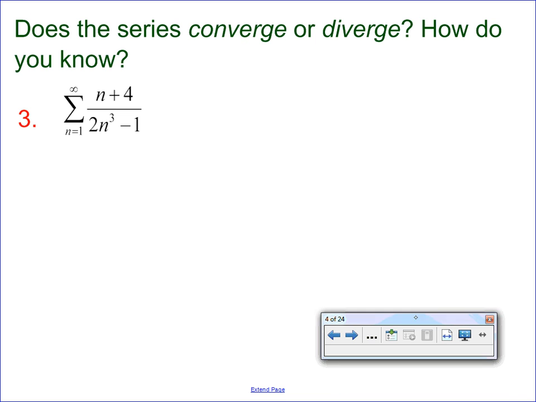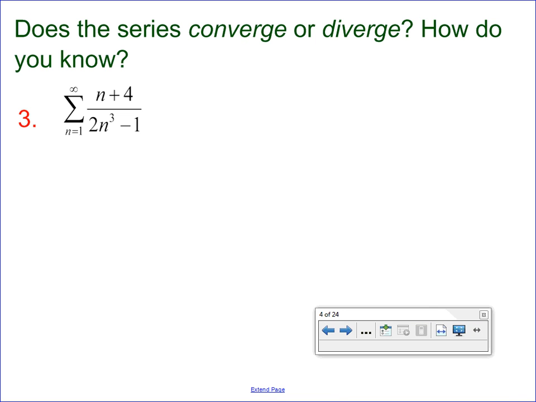Let's take a look at number 3 then. In number 3, we've got a rational expression with a polynomial on top and a polynomial on the bottom. So I can rely on my knowledge of n behavior to select a series for comparison. In my head, I'm thinking that in the long term, as n goes to infinity, the nth term is going to behave like n over 2n cubed, which is 1 over 2n squared. So this is going to behave like 1 over 2n squared, which, like number 1 from the Bellwork, is a p-series.